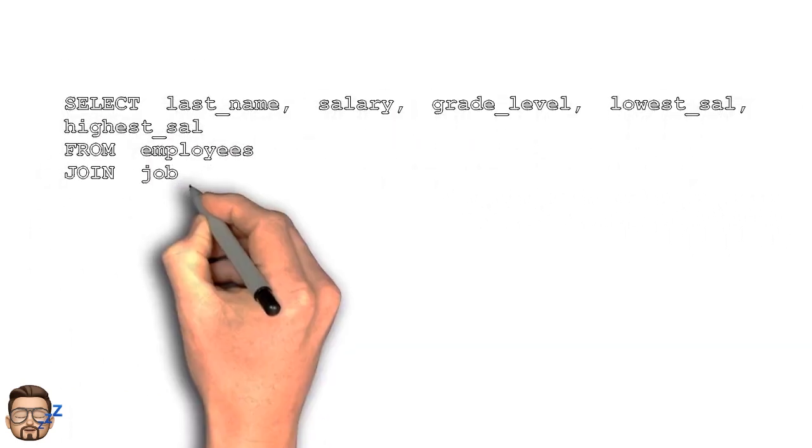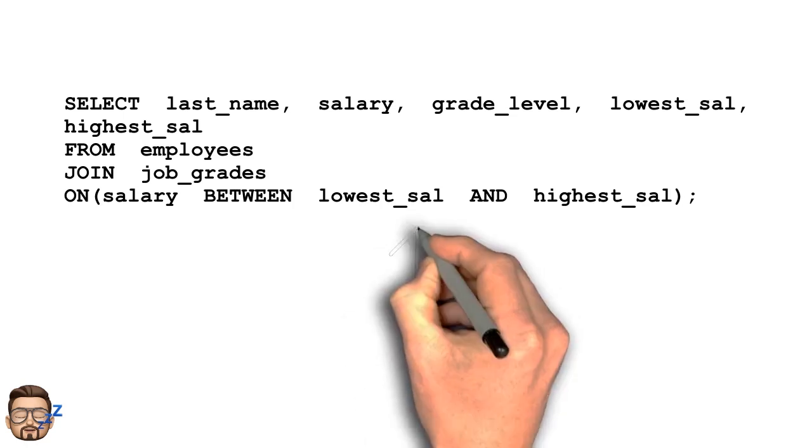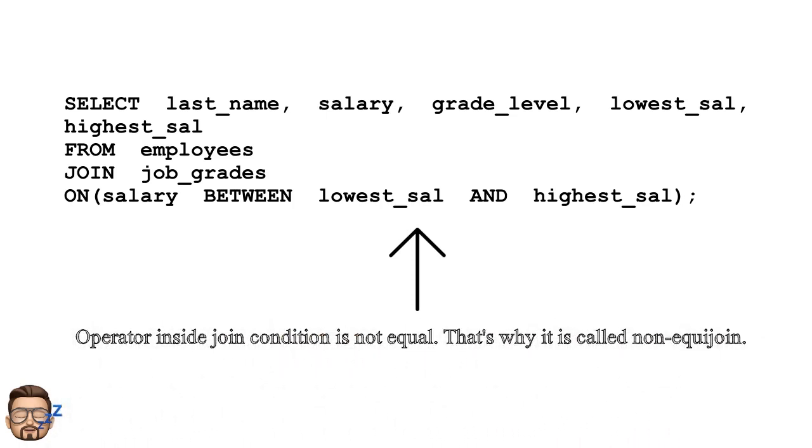Select last name, salary, grade level, lower salary, higher salary from employees join job grades on salary between lower salary and highest salary. So if your salary is in between the lower salary and higher salary inside job grades, then we can determine the grade of your salary. If you take a look, the operator inside the join condition is between and. This is what we call a non-equi join because the equal operator is not being used as the join condition. I hope you get it.